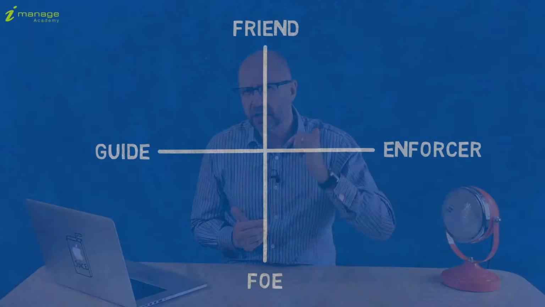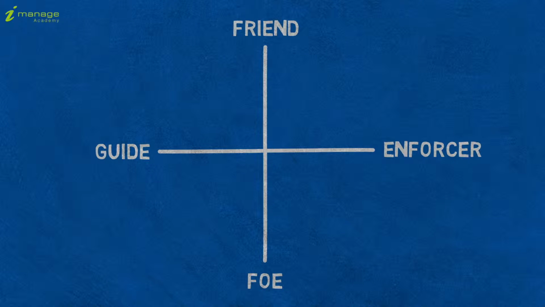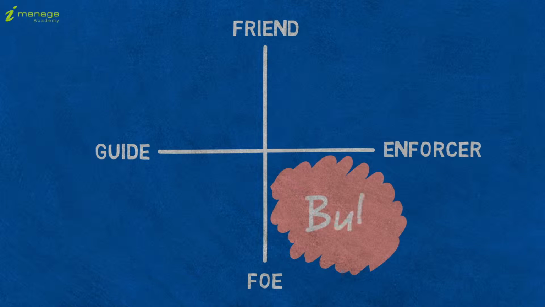So if I am in the space of enforcer and foe, so I don't want to maintain any relationship, and I want to make sure that something happens in a forceful way, then the analogy is the bull. So we know the typical picture of a bull. It's blunt, it's direct, it's confrontational, it's forceful. And that really is the metaphor for the style that we're going to embrace if we want to influence in this way. Now, to be really honest, we probably don't want to influence in this way very often.